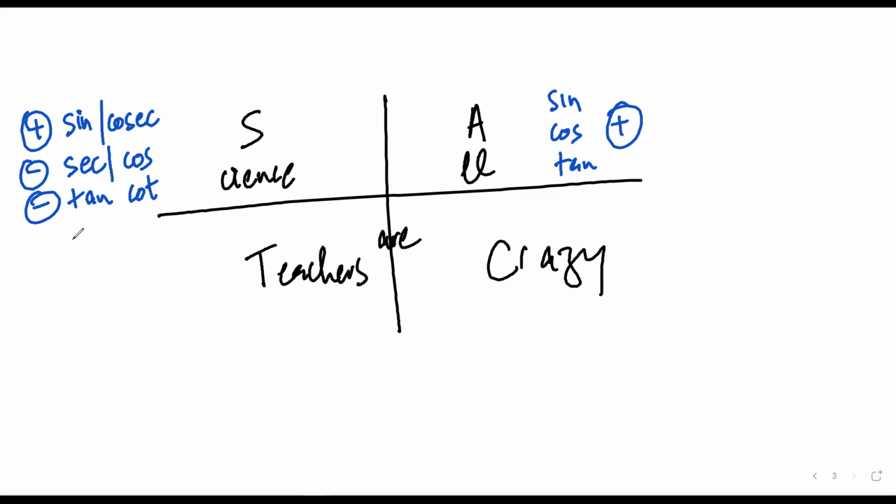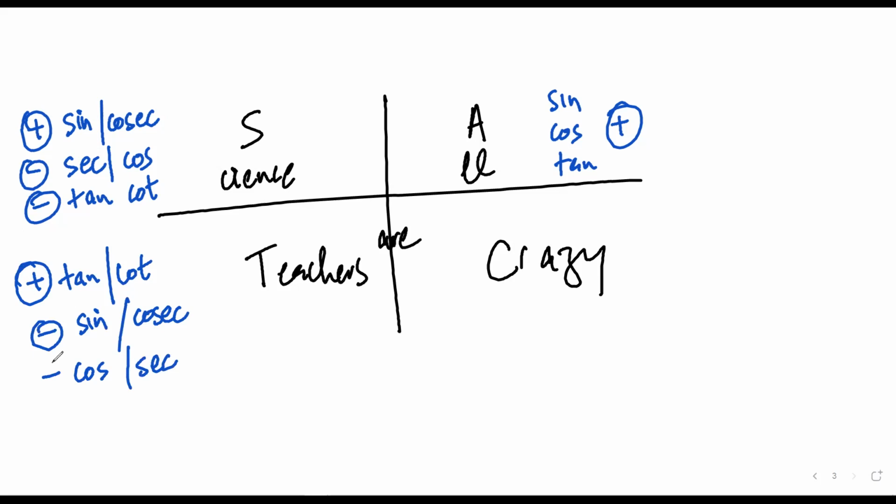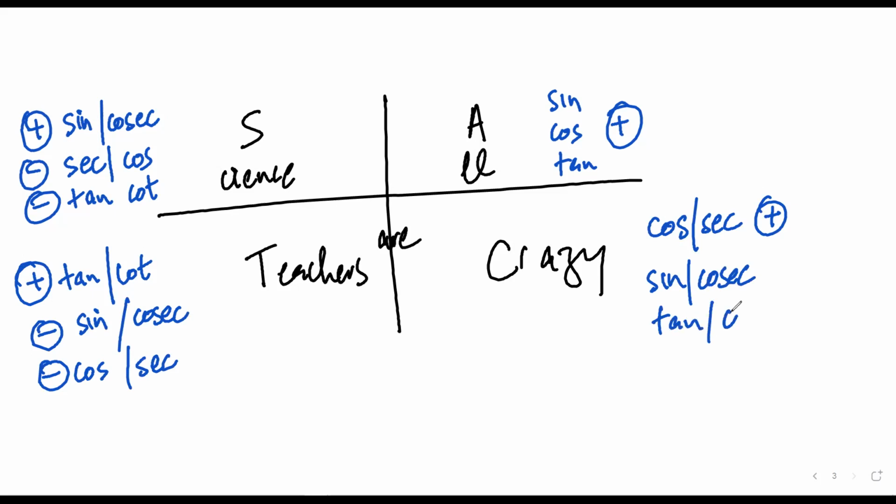Avantika, any doubt? No. In the third, only tan and his brother cot are positive. Sine, cosecant, cos, secant are negative. In the fourth, crazy, cos and secant are positive. Sine, cosecant, tan, cot are negative. Any doubt? No. So now, just for practice, I'll be giving you a few questions.